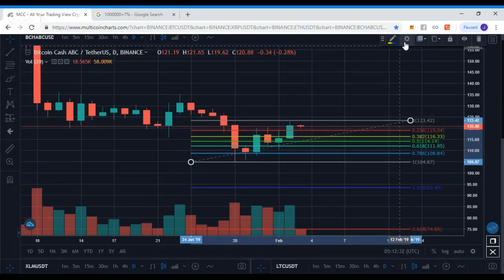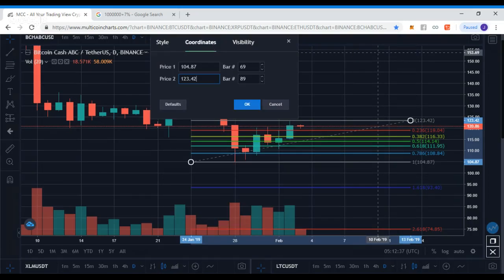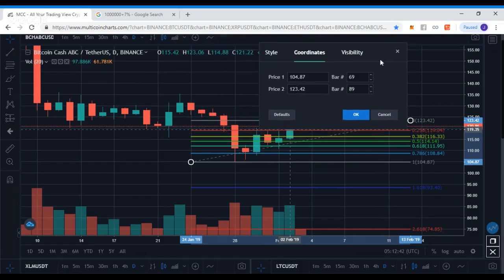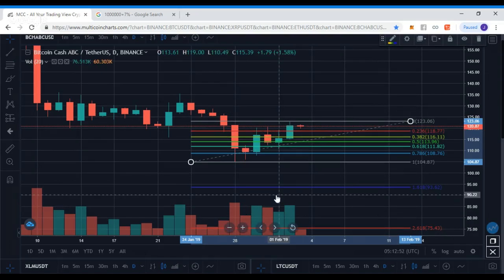And if you can't get it on point, you can always come into the settings and actually set it yourself. So what was our high? 123.06. We got 123.42. So let's reset that in settings. There we go. So that's our swing low to our swing high. As of right now, it's barely breaking back down to the 23% retracement level, which is $120.77. Right now trading at $120.88.